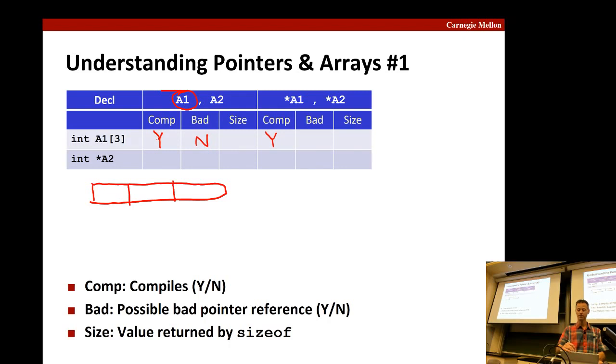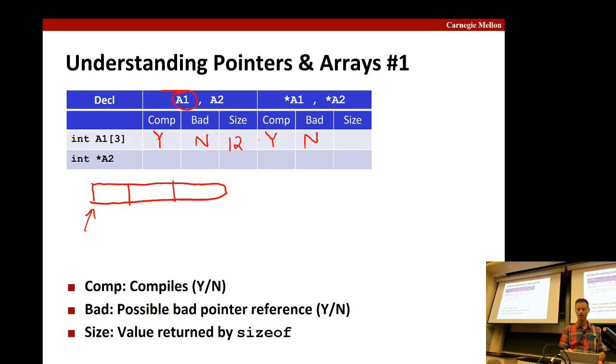And what if you reference through A1? Okay, well that's just another way of referencing the start of the array, so that's fine as well. Okay, what about the size? If I say size of A1, what am I going to get? Right. Okay, so if the size of an int is 4 bytes, we'll get 12.